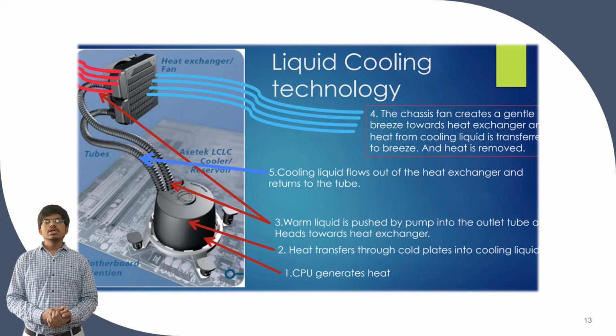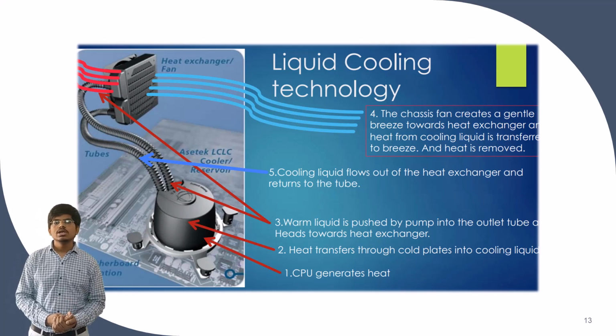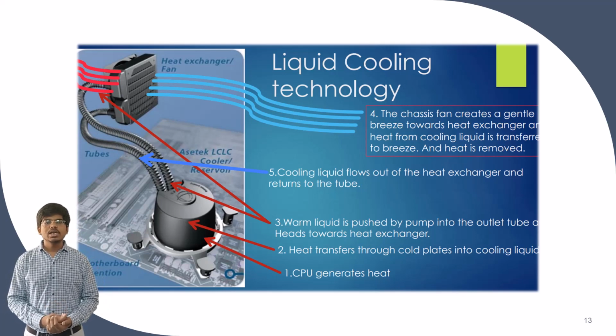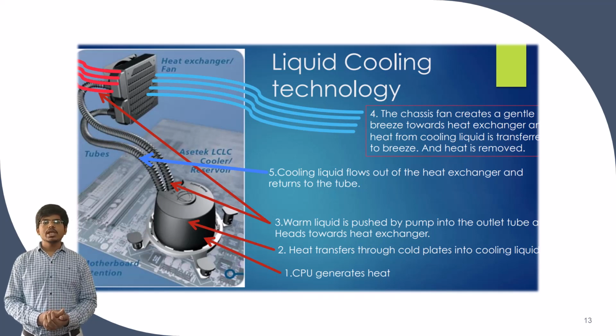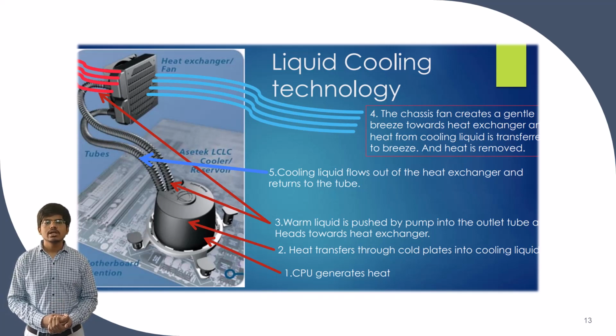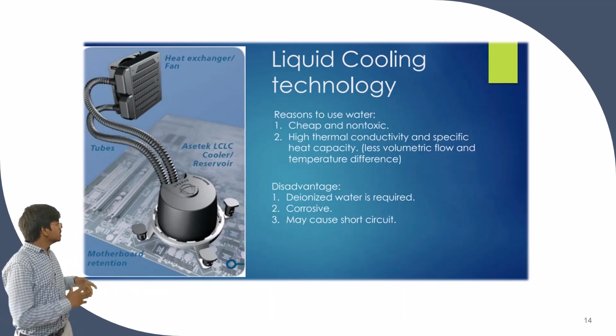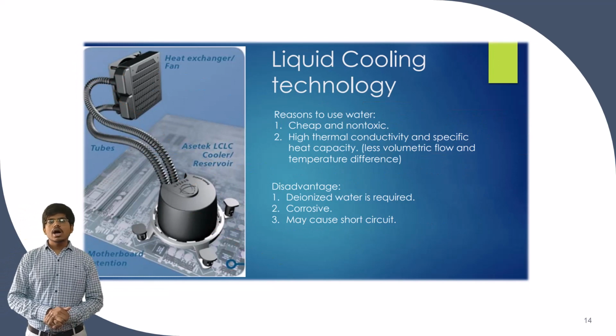The chassis fan creates a gentle breeze toward the heat exchanger, and heat from the cooling liquid is now transferred to the breeze and heat is finally removed. In this cycle, after the heat flows out of the heat exchanger, the liquid repeats the same cycle again and again.